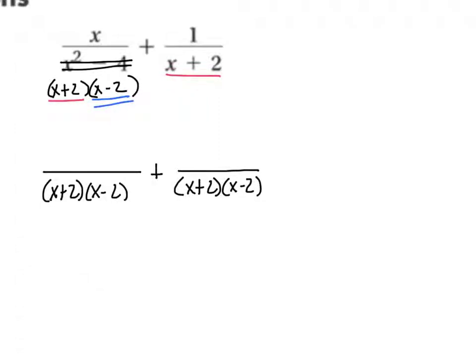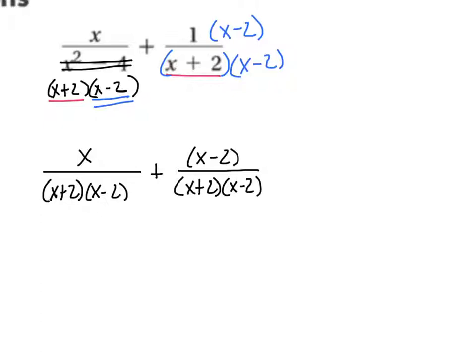So the first fraction doesn't have to change at all. It already has both of those factors. The second fraction, though, does not have the x minus 2 piece. So we've got to take the top and bottom of that fraction and multiply it by x minus 2. So 1 times x minus 2 gives us x minus 2.